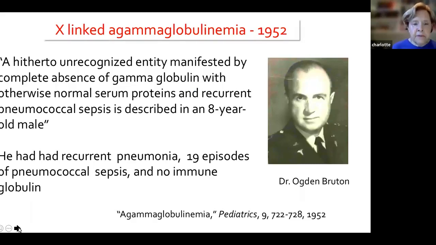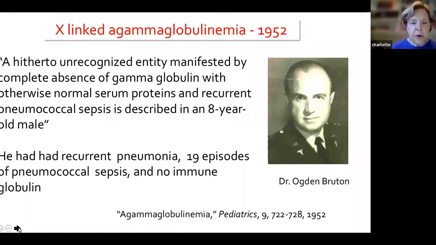The antibody deficiency diseases really began right in the middle of the last century in 1952. And this was at the Walter Reed Army Medical Center, where Dr. Ogden Bruton saw an 8-year-old boy who had repeated episodes of pneumococcal bacteremia. Very, very sick child. And he had really no gamma globulin in his blood, which Dr. Bruton was really the first person to notice.